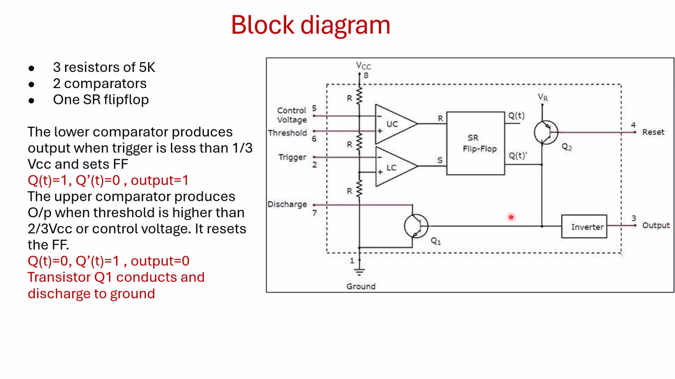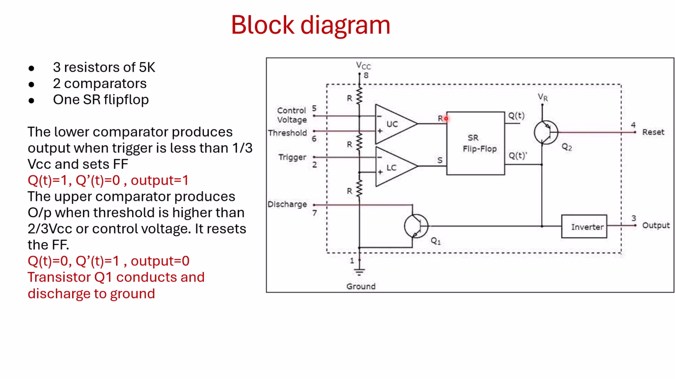Now let me see what happens in your upper comparator. The upper comparator will produce an output of 1 when the threshold is greater than 2/3 VCC. The negative pin, together with the control voltage, is connected to 2/3 VCC, and the threshold is given to the positive pin. When the threshold voltage is greater than 2/3 VCC, the positive voltage will be higher. When the positive voltage is higher, this upper comparator will produce an output of 1.